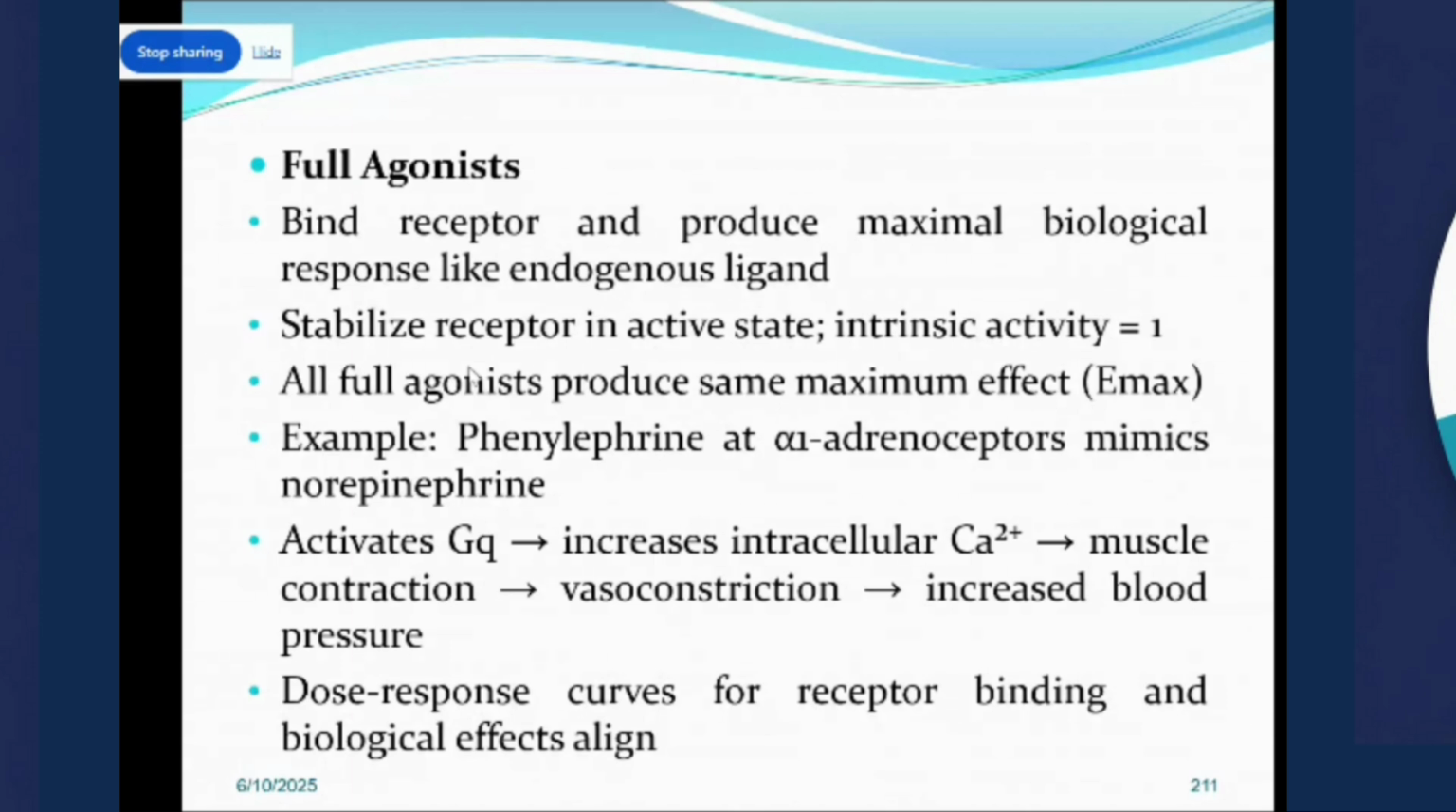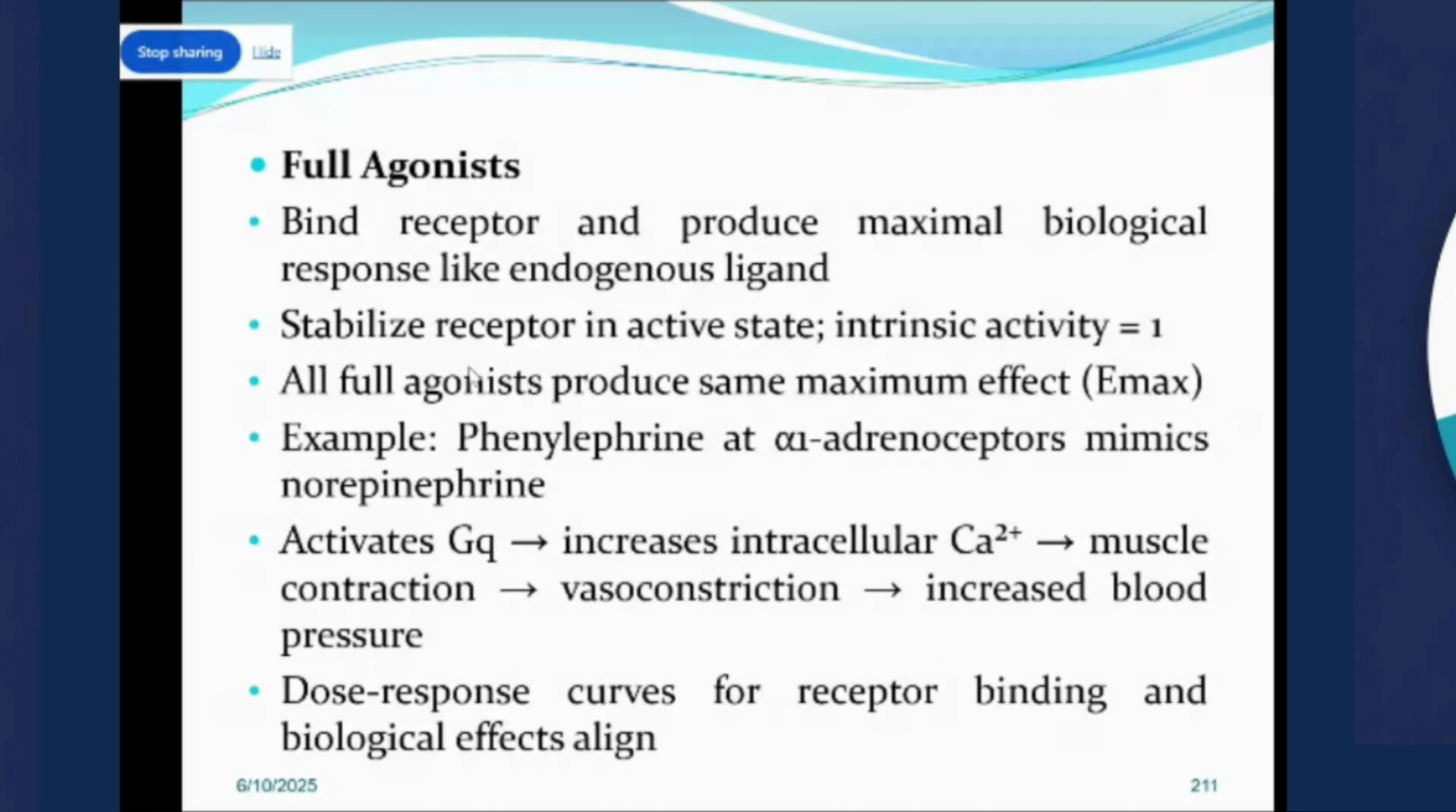But the most important point there is that a full agonist, once it binds the receptor, produces maximal biological response like the endogenous ligand. In other words, when we give a drug like phenylephrine, it mimics norepinephrine almost exactly. So the effects of norepinephrine, we will actually see them when we give phenylephrine. It is a full agonist.